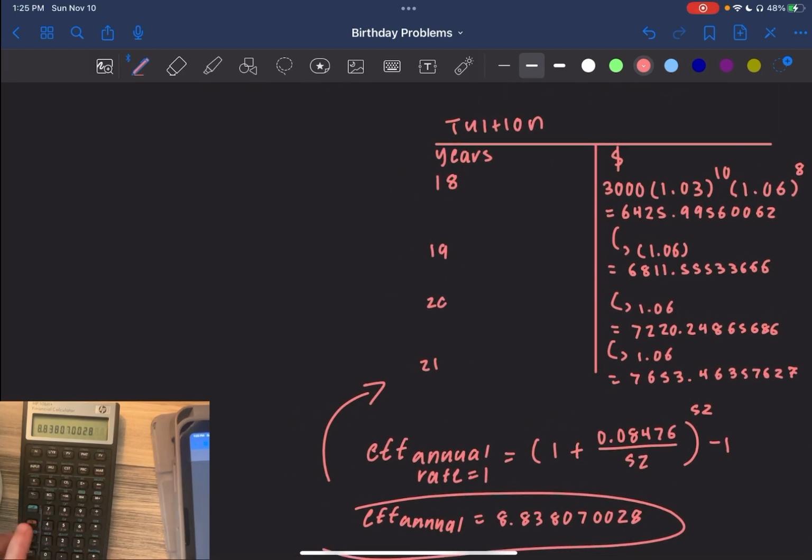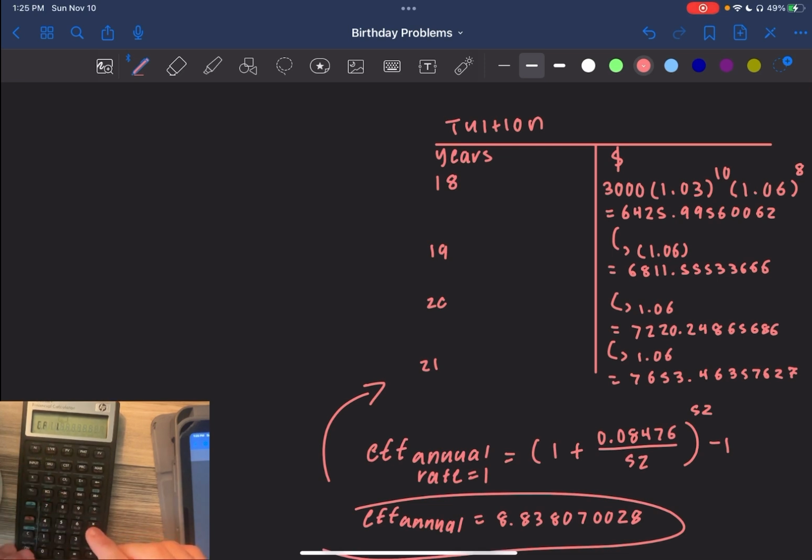All right, so as you can recall, we're just going to enter in all these values that we had. So our first value is going to be 6425.99560062. We're going to hit right here, 0. 6811.553366. Enter. 7220.24865686. Enter. 7653.46357627. Enter. And now we're going to enter in our interest rate, and that's going to be in the actual percentage form. So that's the one that we just found, the 8.838070028. We're going to do IYR, and then we're going to hit downshift and PV.